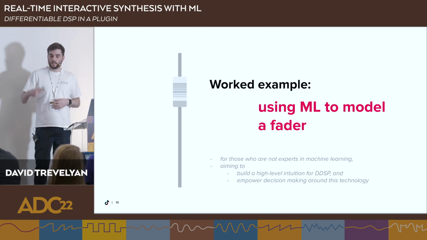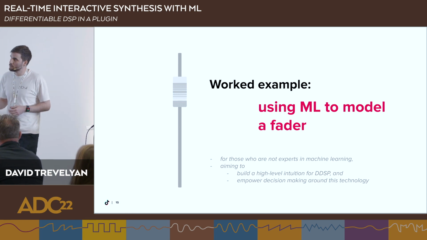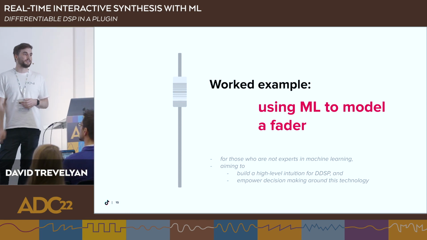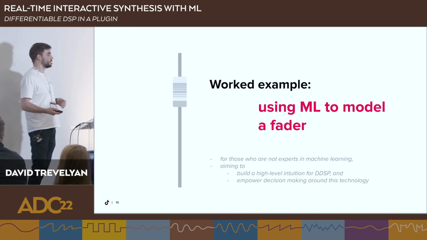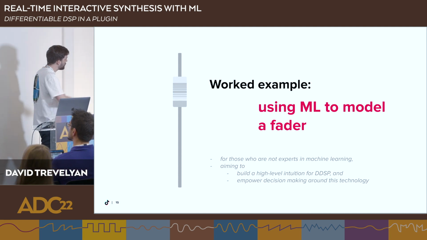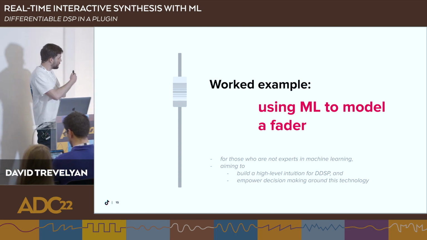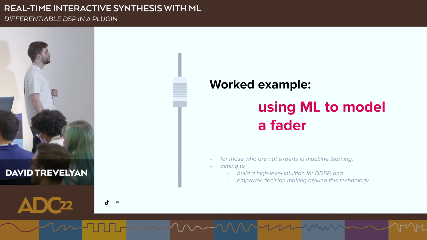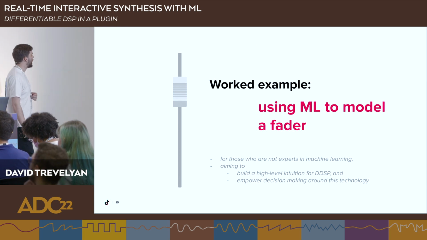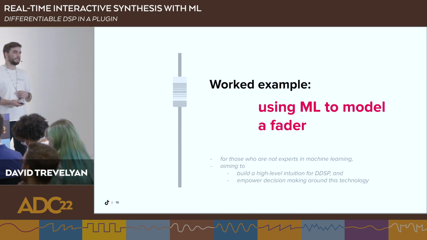I think I'm going to explain this best with a worked example, and let's go right back to basics with the very simplest possible DSP unit we can think of, and that's just a gain. Well, perhaps it's a bit more complicated than that when you start really diving deep, but let's just treat it as a simple fader. Now, this explanation is aimed at those of you in the audience who are not experts in machine learning.